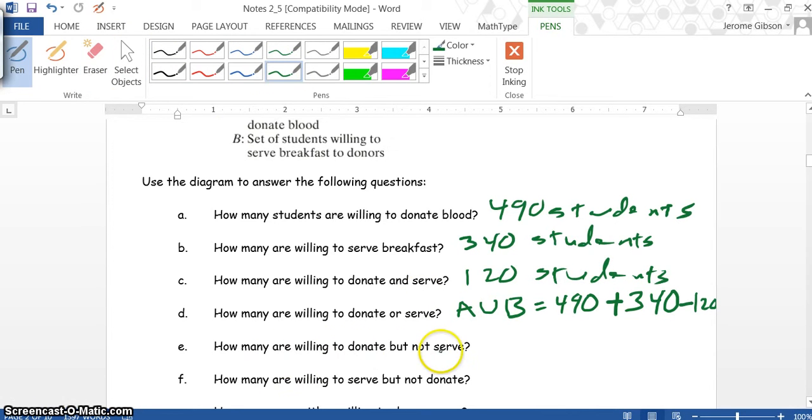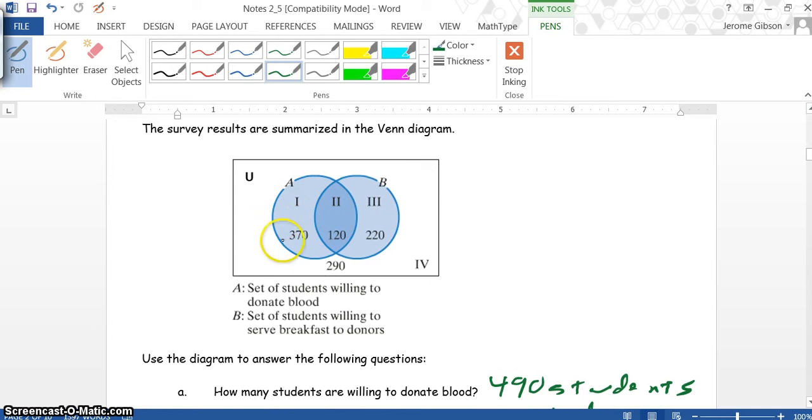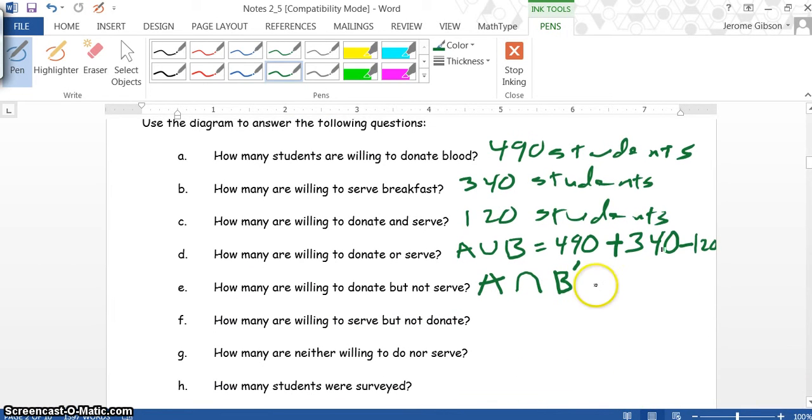Now, it says willing to donate but not serve. Now we know donating blood is A. And we want to intersect that with the complement of those who want to serve breakfast. So it'll be those who donate blood intersect those who don't want to serve. So we have A intersect the complement of B. The complement of B would be region 4 and region 1. So our answer here would only be 370.